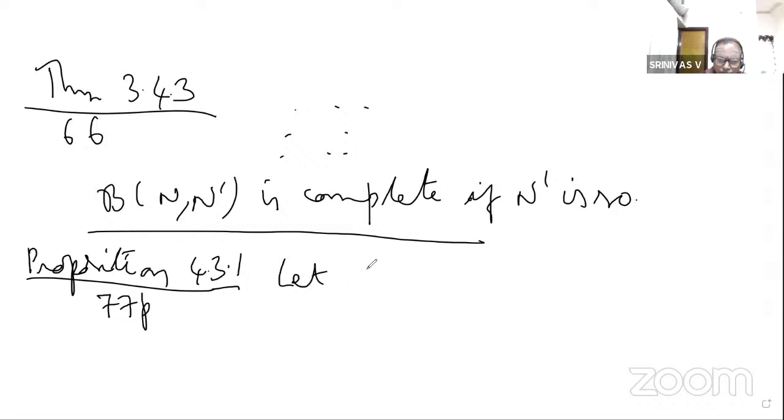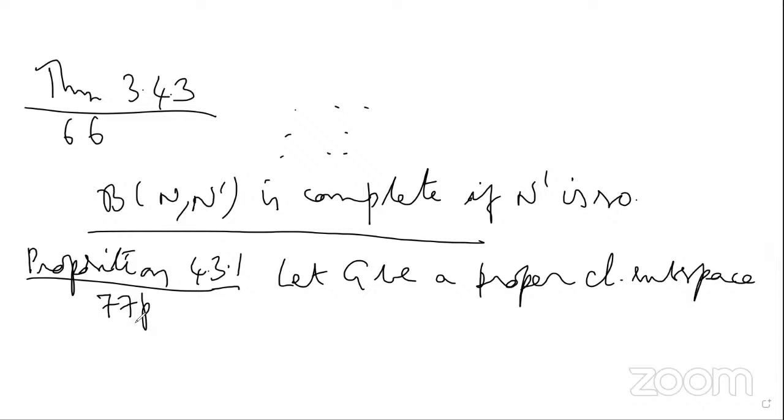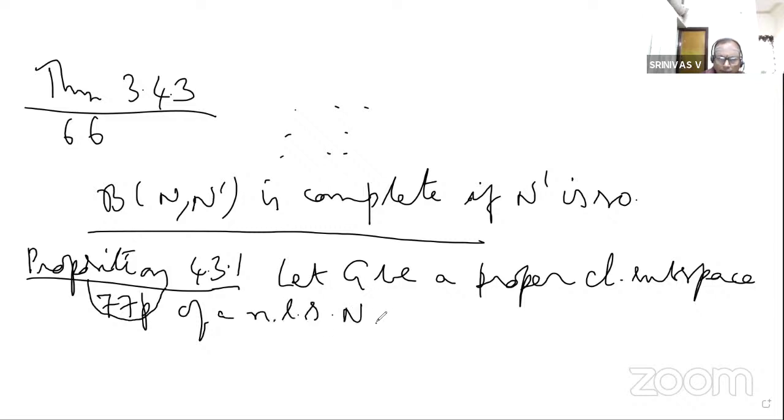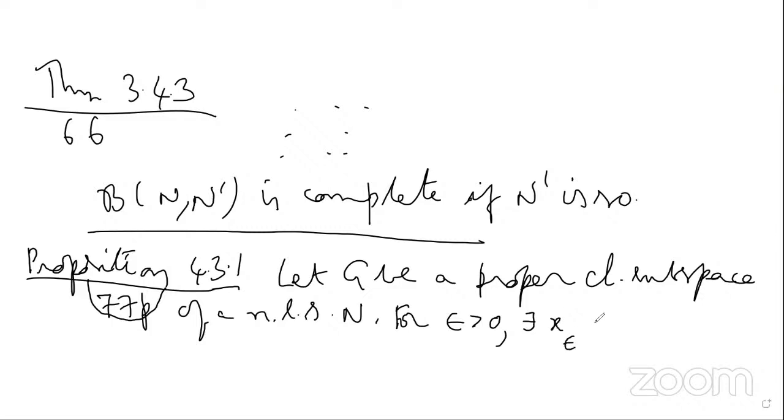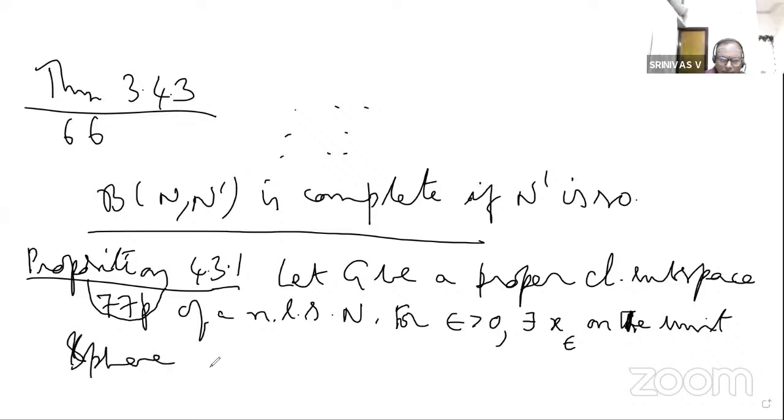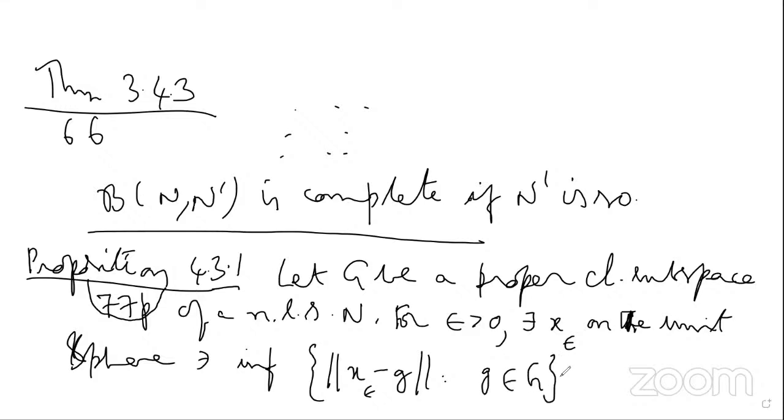Let G be a proper closed subspace of a normed linear space N. Then for epsilon positive, there exists an x epsilon on the unit sphere such that the infimum of the norm of x epsilon minus g, as g belongs to big G, is greater than 1 minus epsilon. This I proved yesterday. I will explain this.